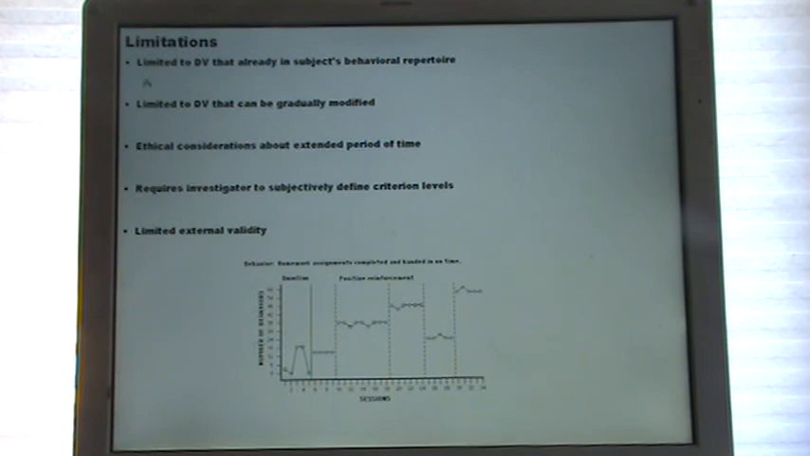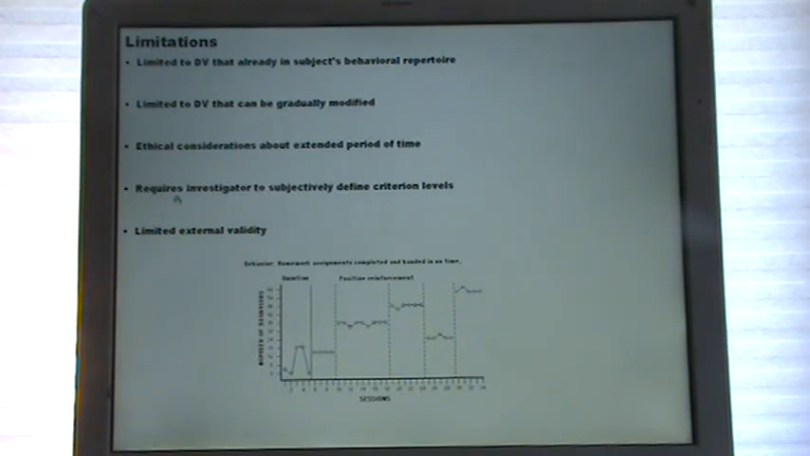Limitations. It's limited to a dependent variable that already is in the subject's behavioral repertoire. So the person has to be able to do the behavior. Otherwise, it will not work. And it's limited to dependent variables that can be gradually modified. There are some ethical considerations about the extended period of time because of the different phases. So it takes a certain amount of time to get all the way up to the final criterion level.